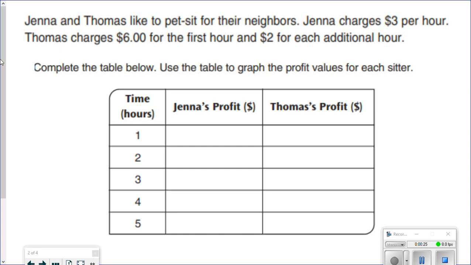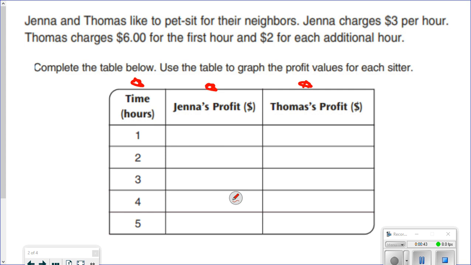So you have to listen closely here. We have to read this closely to see what we need to put in the graph. A lot of you just automatically think, I don't know what to do. Well, we're in Jenna's profits and we're in Thomas's profits. So right here we have a table. The first column is time. The second column is Jenna's profits. The third column is Thomas's profit.